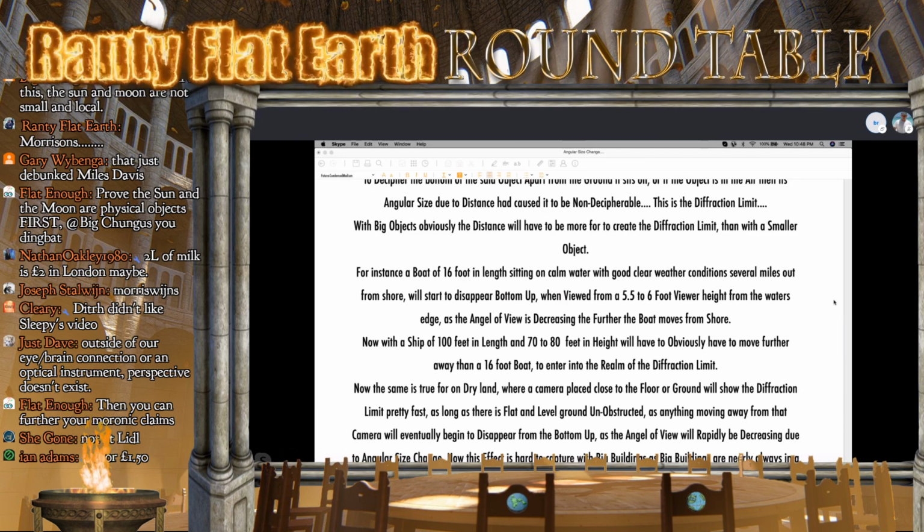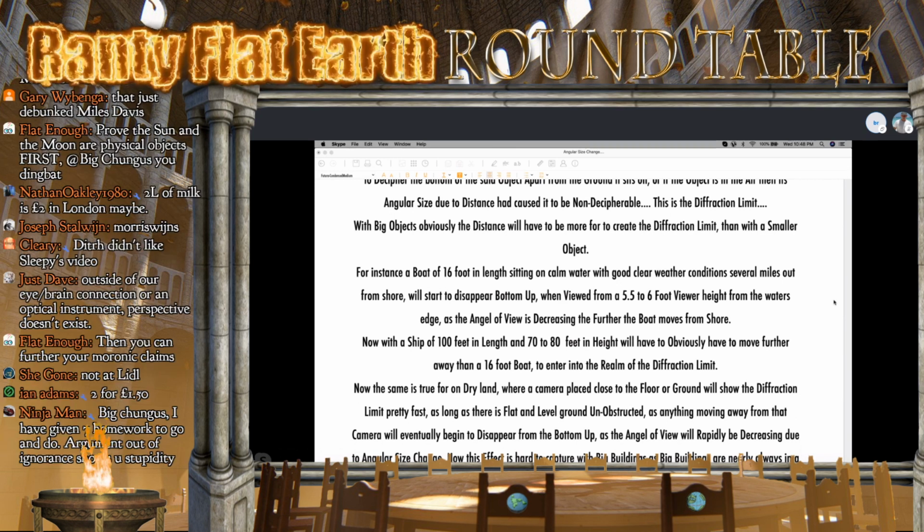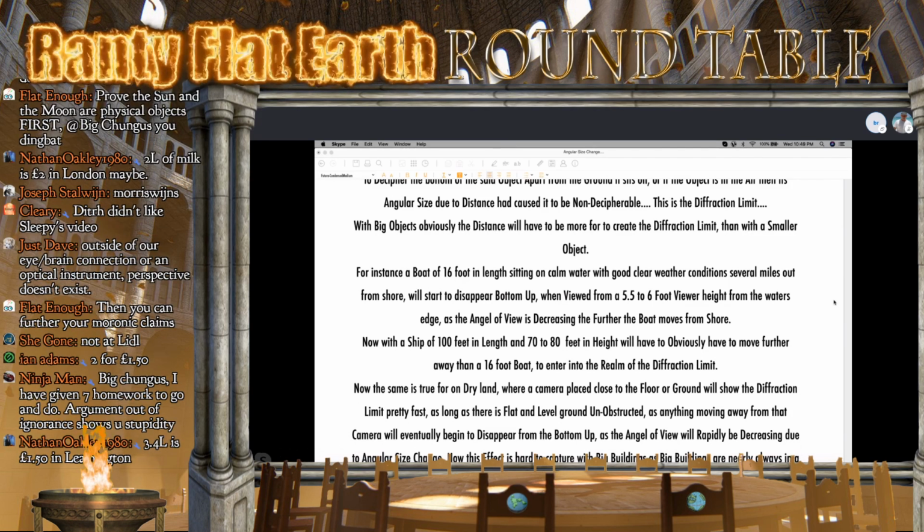Now, with a ship of 100 feet in length and 70 to 80 feet in height, we'll obviously have to move further away than with a 16-foot boat to enter into the realm of the diffraction limit. Now, the same is true for any dry land, where a camera placed close to the floor or ground will show the diffraction limit pretty fast, as long as there is flat and level ground, unobstructed.